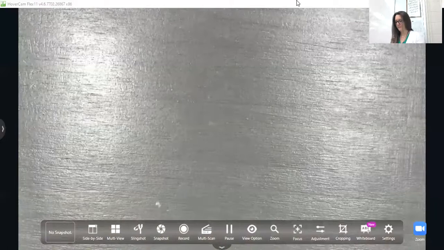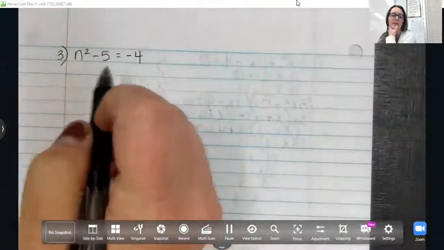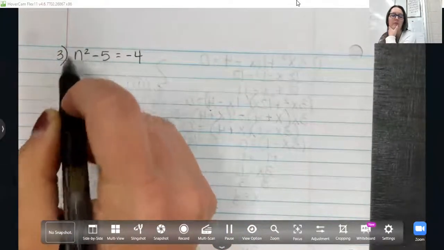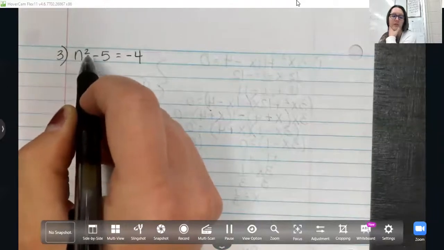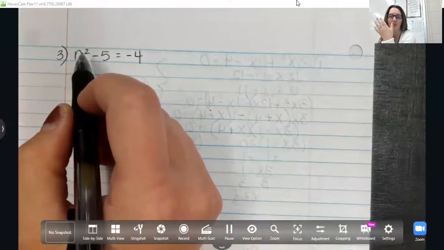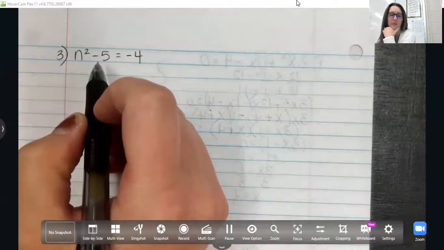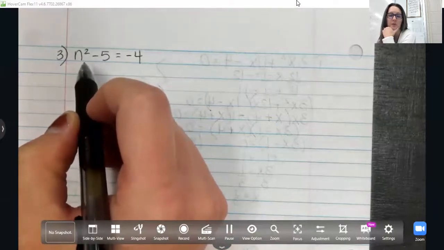So let's do a couple of examples here. Here's our example. This is example number 3. We have n squared minus 5 equals -4. Notice that we don't have a b value. We only have an a value, which means it's the squared variable. We don't have just a regular n, so we can't really factor here. But what we can do is solve using the square root.